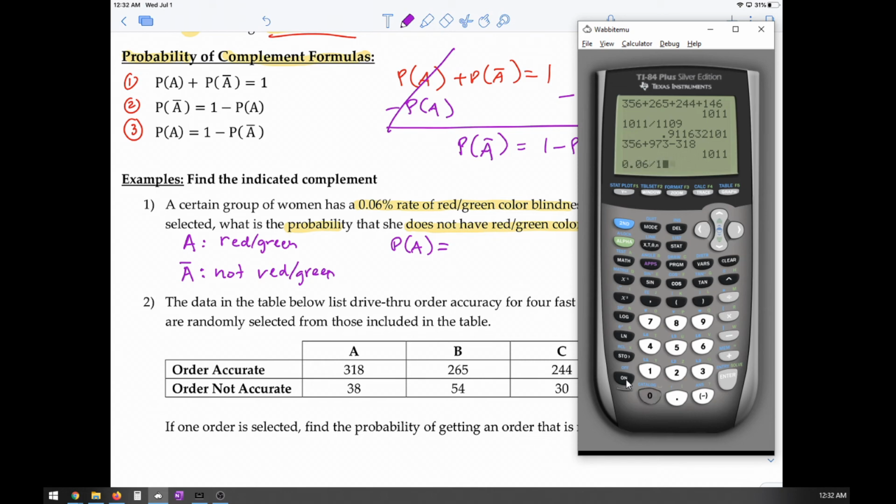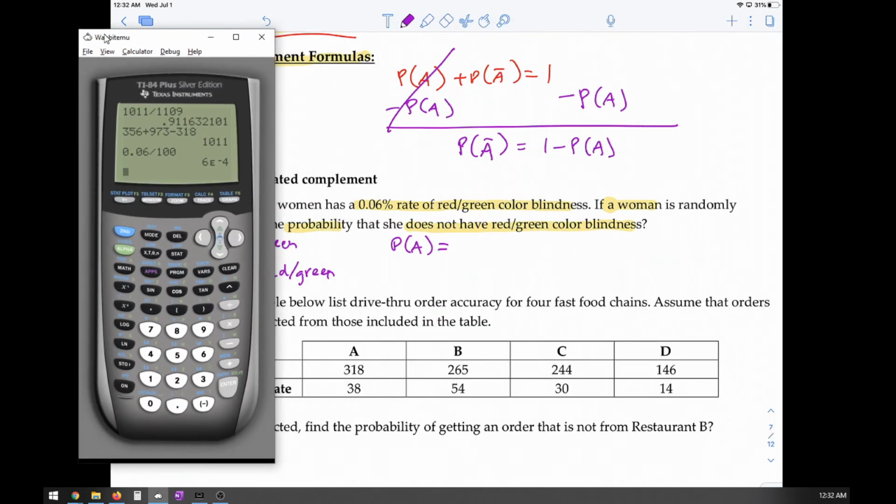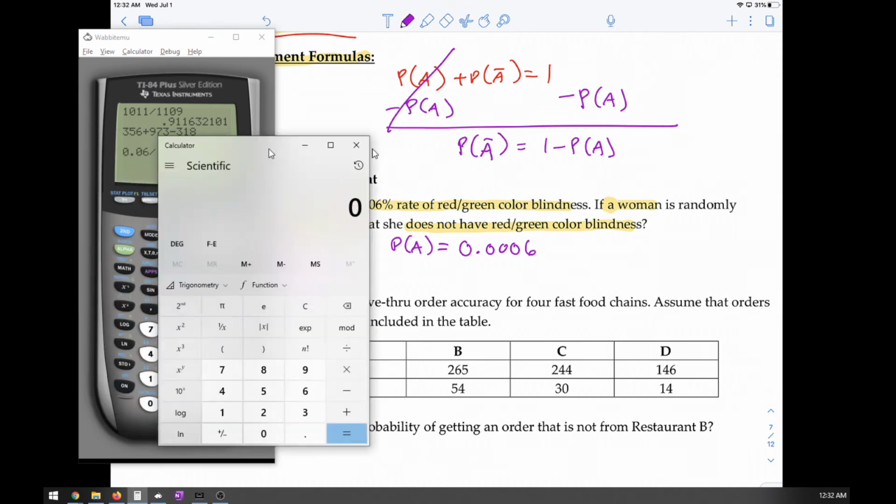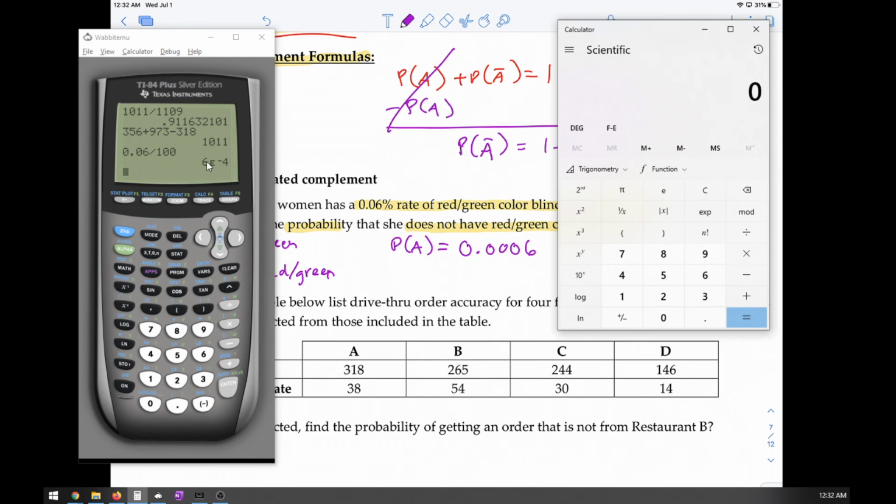0.06 divided by 100 gives us, this is actually scientific notation for 0.0006. Again, I'll talk more about scientific notation. Also refer back to the video that I created on using the calculator, which introduces you to scientific notation. But let's just use a standard calculator. So 0.06 divided by 100 gives us exactly what I have here.